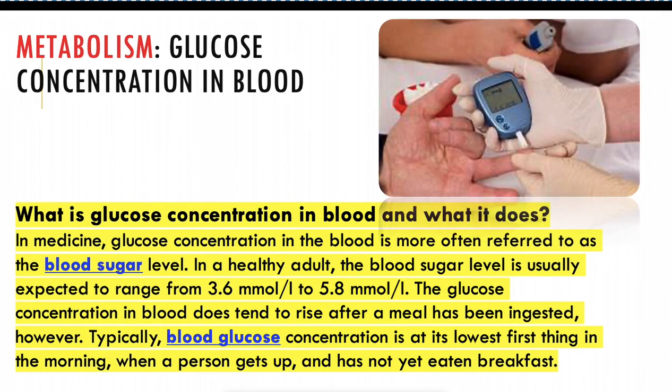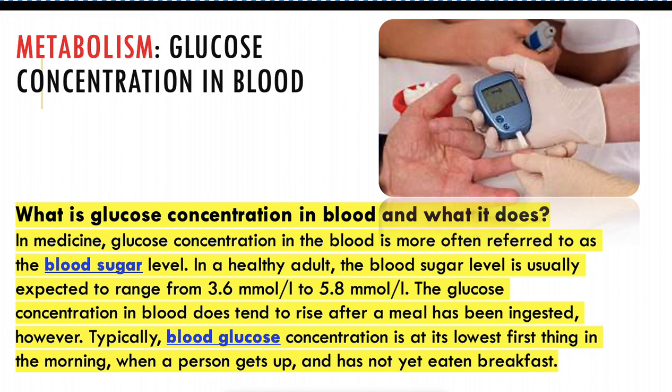Today we're going to focus on the human body and homeostasis within the human body. First, we're looking at metabolism and glucose concentration in blood. Whenever you go for the usual annual checkup, there's always a glucose concentration in blood, and whenever doctors look at your blood test results, they're always checking your glucose concentration. So what is glucose concentration in blood and what does it do?